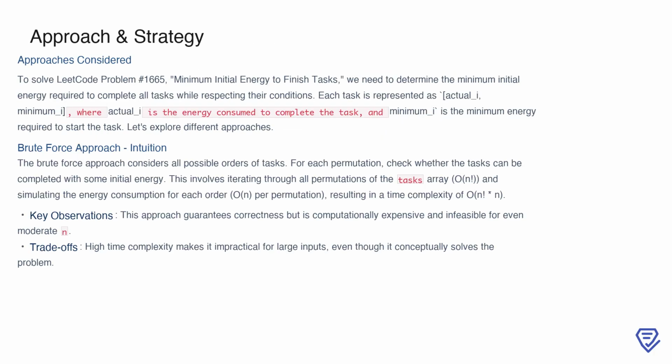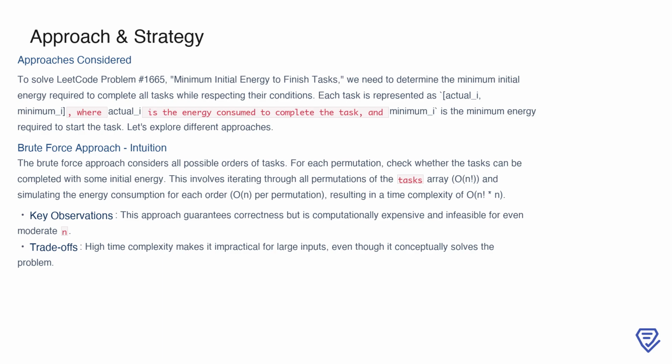To solve problem number 1665, we need to determine the minimum initial energy required to complete all tasks while adhering to their constraints. Each task is represented as a pair, actual_I, minimum_I, where actual_I is the energy consumed to finish the task, and minimum_I is the minimum energy required to start it. First, we can consider a brute force approach.